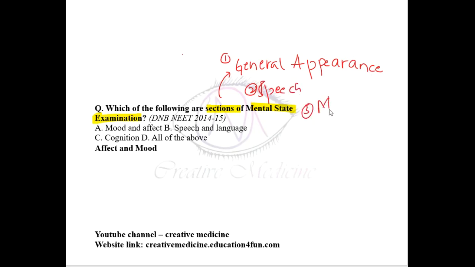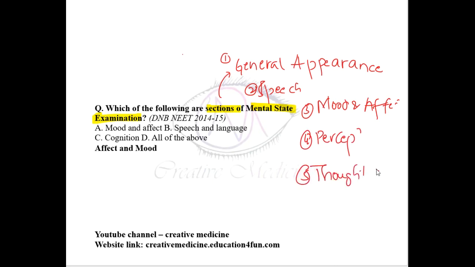Third, mood and affect of the patient. Fourth, perception of the patient. Fifth, thought and cognition of the patient. And sixth, we have higher mental functions. So all these are the main sections of the mental status examination.